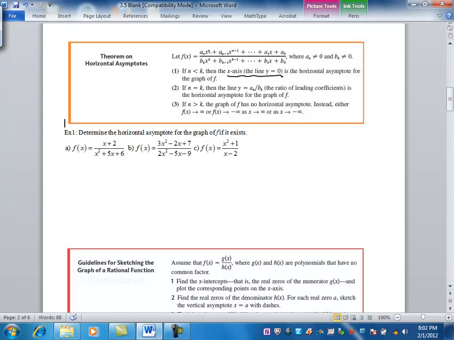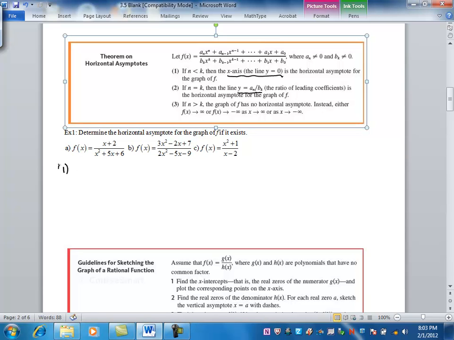If the degree of the numerator and denominator happen to be the same, then your horizontal asymptote is y equal to the ratio of the leading coefficients. And if the degree of the numerator is greater than the degree of the denominator, there is no horizontal asymptote. And we know then, as x approaches infinity or negative infinity, y is either going to infinity or negative infinity.